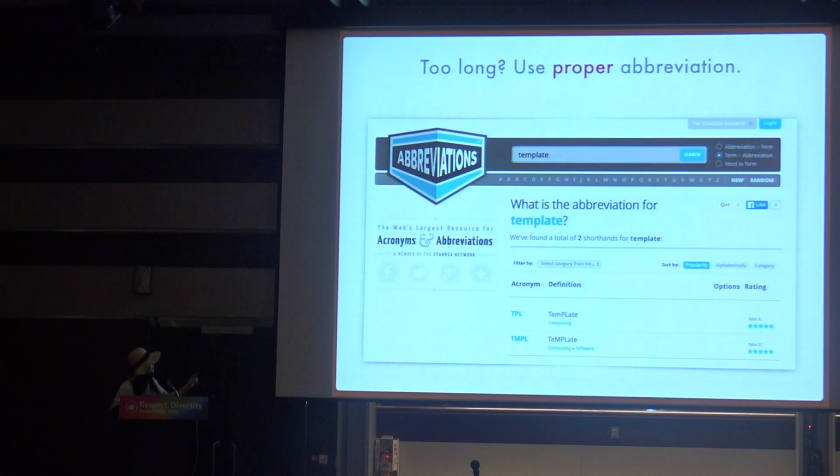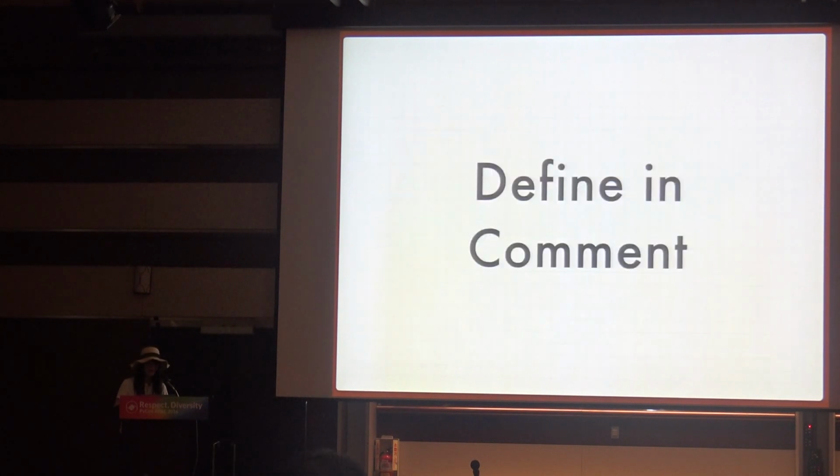This website is very useful, named abbreviation.com, I think. You can use it to search the typical abbreviations people use, to avoid making up your own abbreviation. Because if you use your own abbreviation, you have to explain it to everyone. So if you have a common abbreviation, please use the common abbreviation. And if you really can't do that, you can define it in a comment.